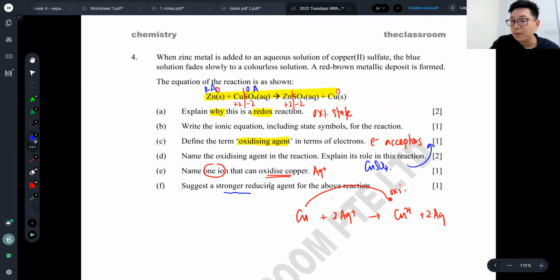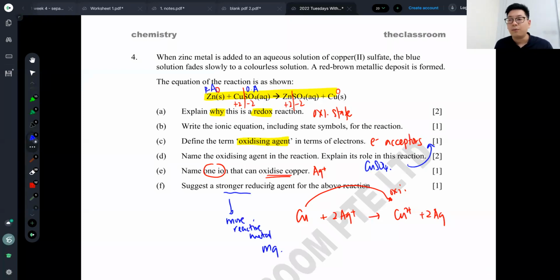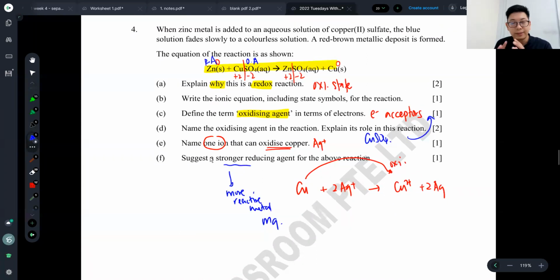Name a more reactive metal. Any more reactive metal? Magnesium, sodium, calcium, whatever. Anyone, any questions? I'm going to say again, I recognize that the reducing agent and oxidizing agent parts can be a bit confusing. I'm going to say this again.